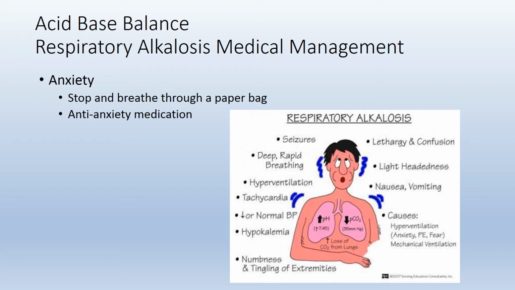Okay, so that's important. So when you're looking at respiratory alkalosis, you're going to see an anxious patient. So what are you going to do? You're going to have them stop and breathe through a paper bag because you want them to rebreathe that CO2, right? You're going to have them calm down. You'll give them anti-anxiety medications. You'll give them Xanax to calm them down. If it's a patient on a ventilator, you'll slow down the rate on the ventilator.